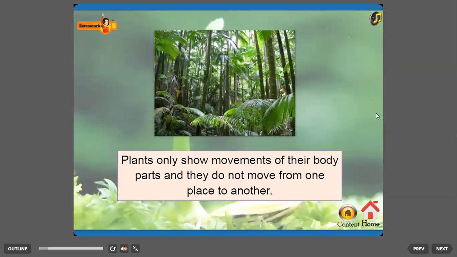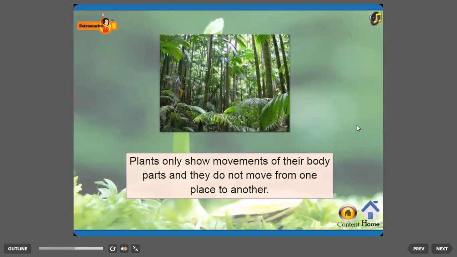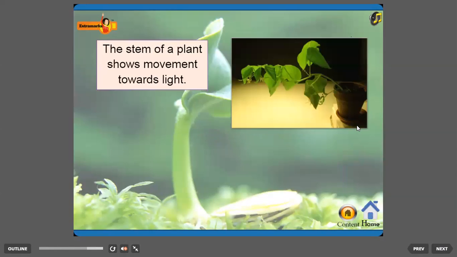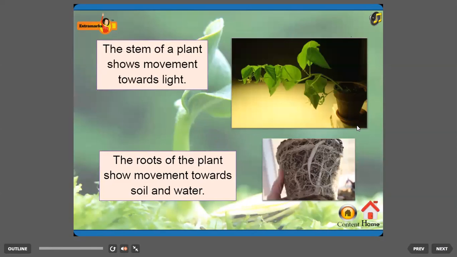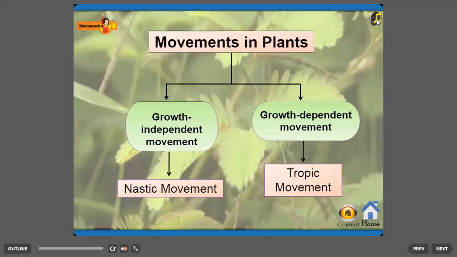Over here in the slide, we can see that the plants only show movement of their body parts and do not move as a whole. The stem of a plant shows movement towards light, जो मैं आपको बता रहा था. The root of the plant shows movement toward the soil and water. So they have their own way of movements. Movement in plants: you have growth independent movement, that is nastic movement. Growth independent movement को nastic movement बोलेंगे. Growth dependent movement को tropic movement बोलेंगे.